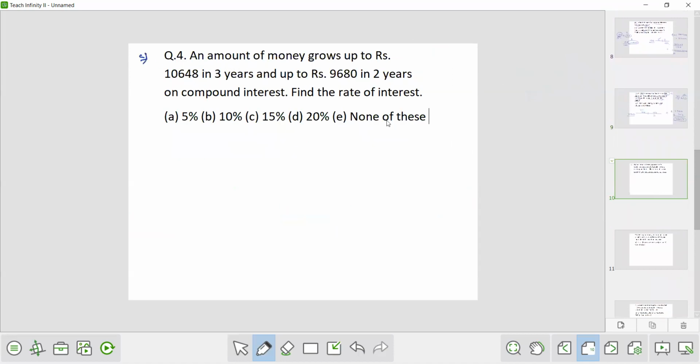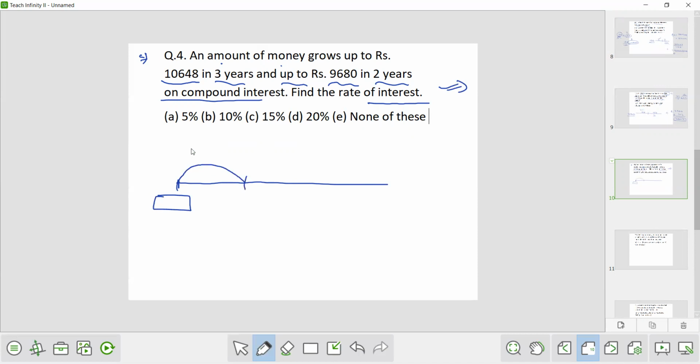Now the next question. An amount of money grows up to rupees 10,648 in 3 years and up to rupees 9,680 in 2 years on compound interest. Find the rate of interest. Here you have to find the rate of interest. So I will explain you this question on the basis of the concept what we have learned here. Now, what does this mean? Here might be some sum. So it will grow by a certain rate of interest for the first year, then will grow with the same rate of interest for the second year.